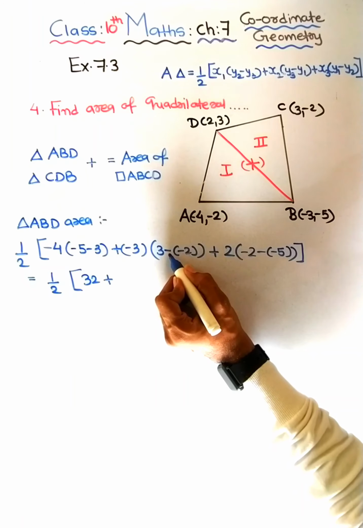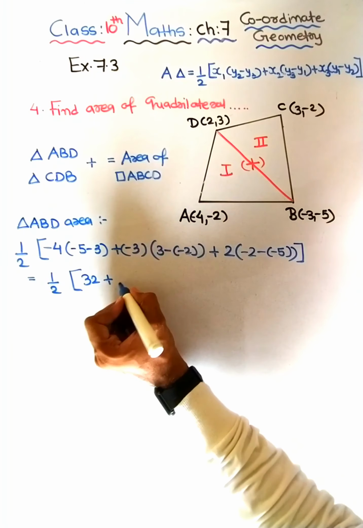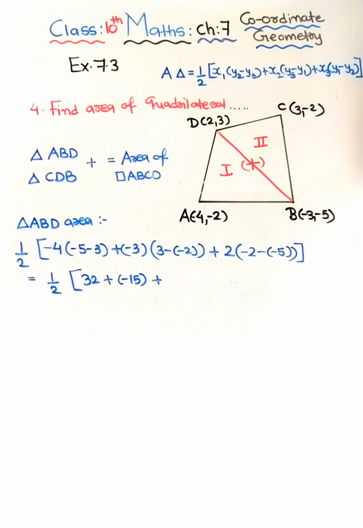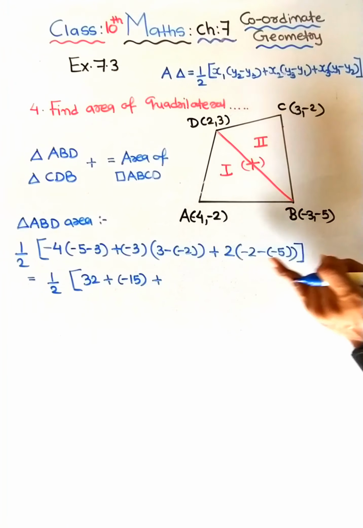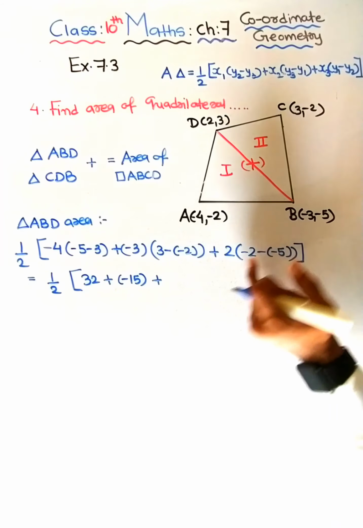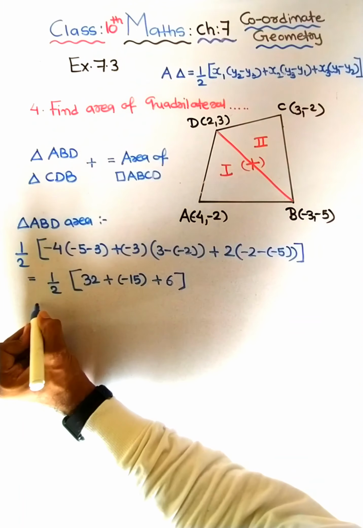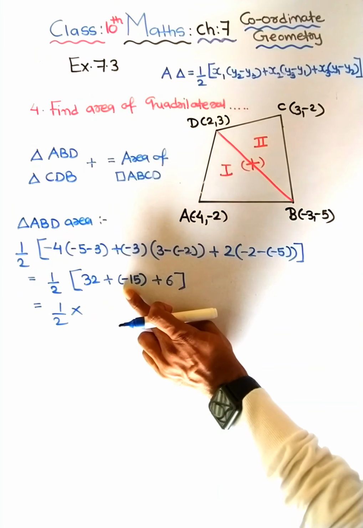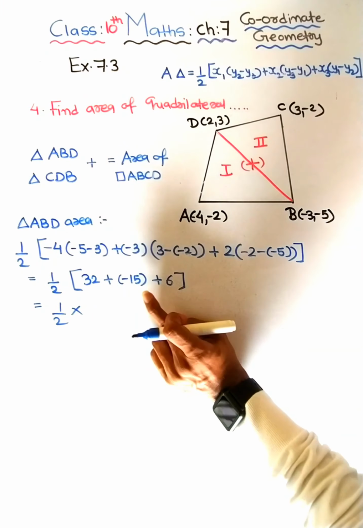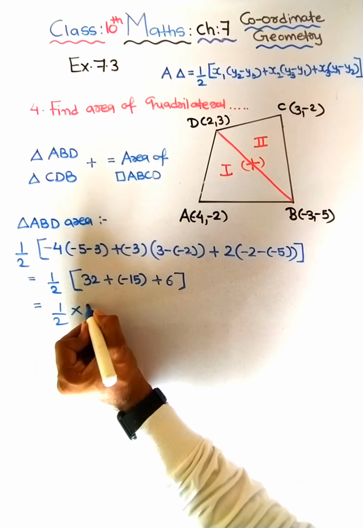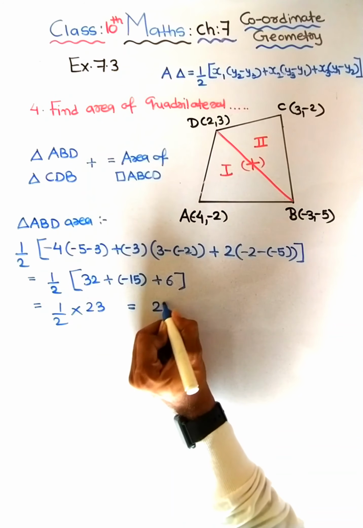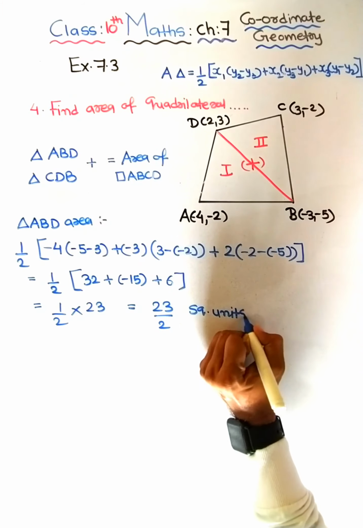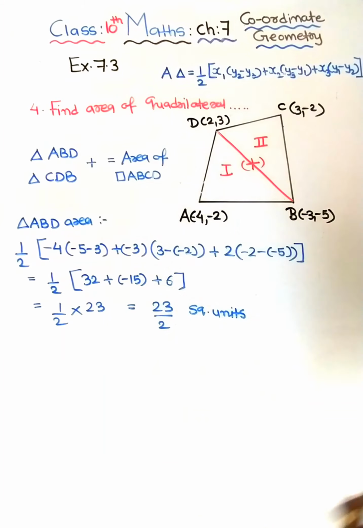Now let us go here. 3 minus (-2) is 5, and 5 into -3 is -15. Over here 2 minus (-5), so 2 plus 5 is 7, and 7 into 2 is 14... Let us continue: 1 by 2 into 32 minus 15, and then we have to add plus 6, that means 23. So the final answer is 23 by 2 square units. Keep it as it is because we have to add later on.